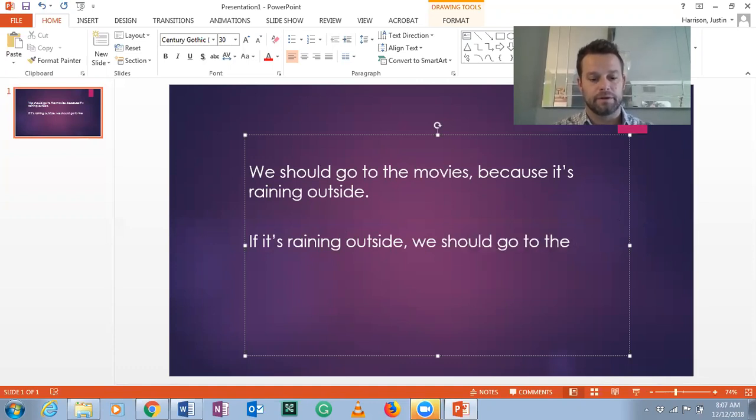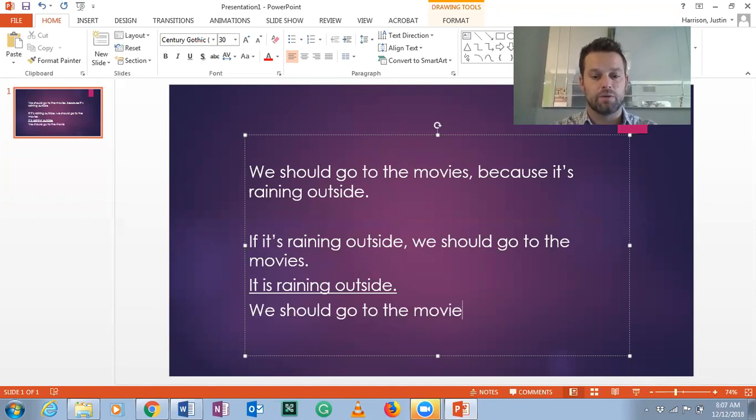Then it is raining outside. Thus, we should go to the movies. Now, in this case, you won't have to write out the entire syllogism, but it might help you as you're working these problems. With these ones, you're actually not going to choose from a list. You are going to have to write out the premise or the conclusion that is missing. So remember, in an enthymeme, it could be a premise that's missing or a conclusion.